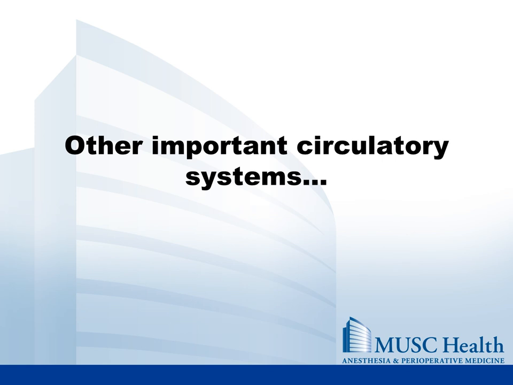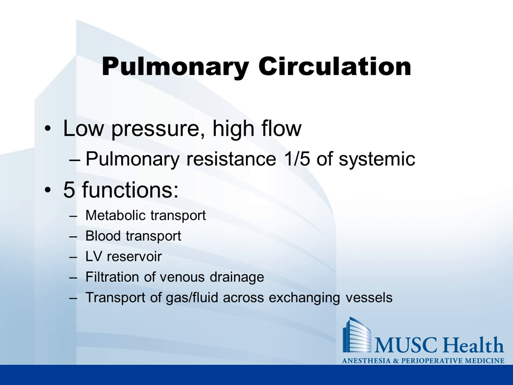Okay, finally, other important circulatory systems, the pulmonary circulation. Important, but we're not going to get into too much detail about it. You have a low pressure, high flow state. Remember, your right ventricle is very thin-walled, more compliant, and not going to generate high pressures. So the circulation through your lungs has to be lower pressure because your right ventricle is supplying it. Typically, your pulmonary resistance should be about 1/5 systemic. So even if your systolic blood pressure is 120, 1/5 of that should be about 20 or 30, and that should be your PA pressures, or at least your systolic PA pressures.